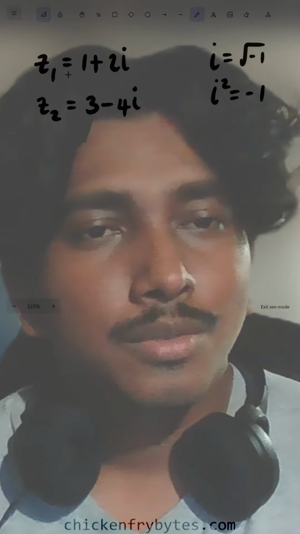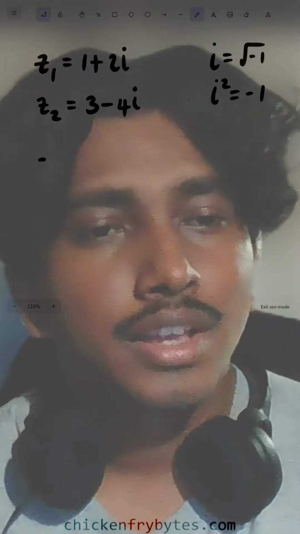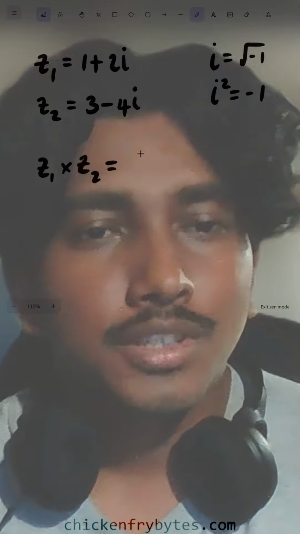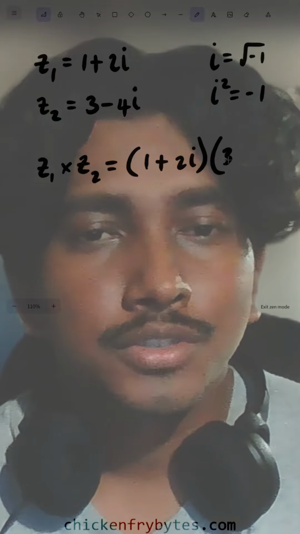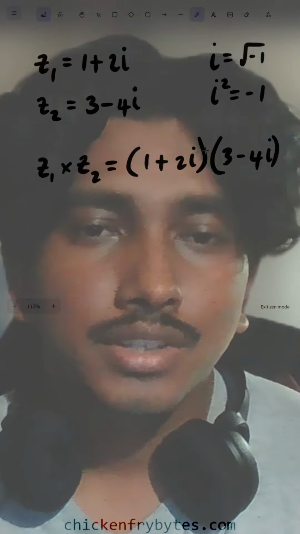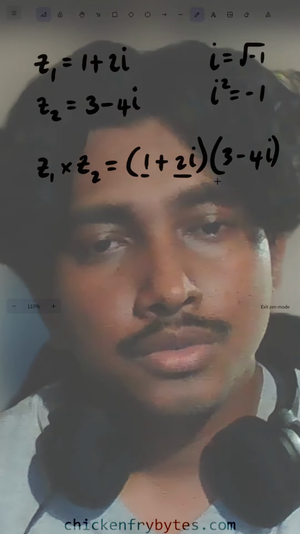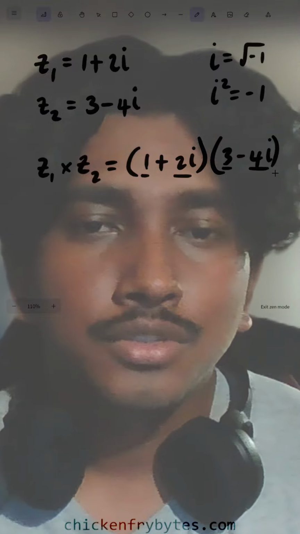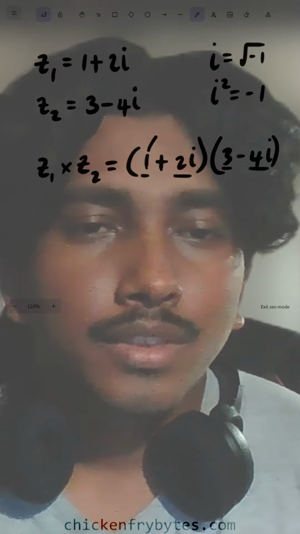Now, if we were to have z1 is equal to 1 plus 2i and z2 is equal to 3 minus 4i, then z1 times z2 is simply equal to 1 plus 2i, put in a bracket, and then 3 minus 4i in the second bracket. We know that multiplication is implied here, right? Now we have 2 algebraic terms in the first bracket and 2 algebraic terms in the second bracket. So we know we need to multiply, right?